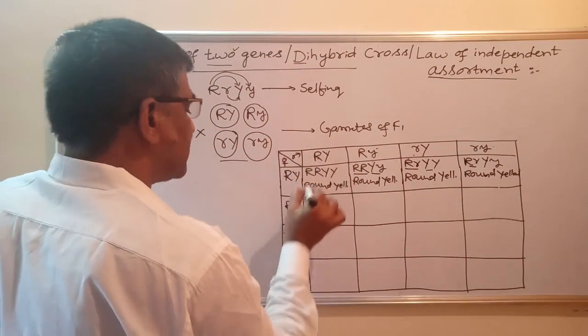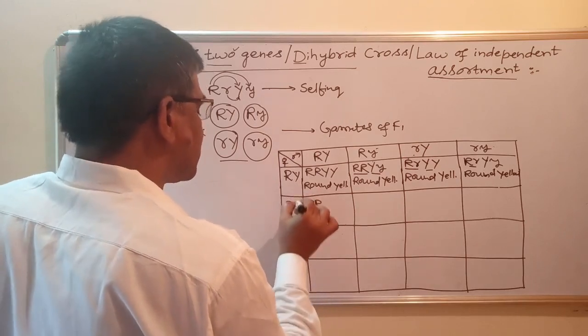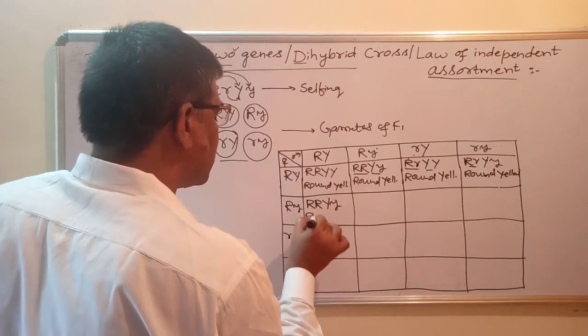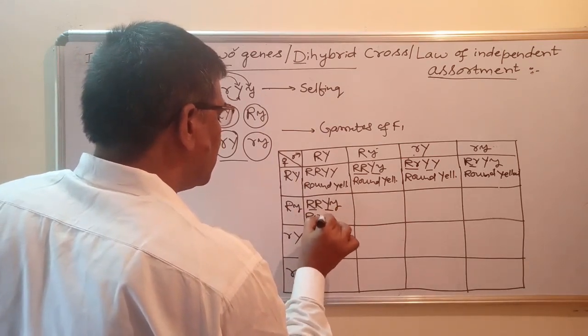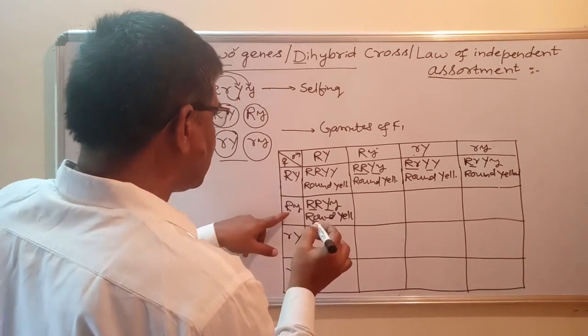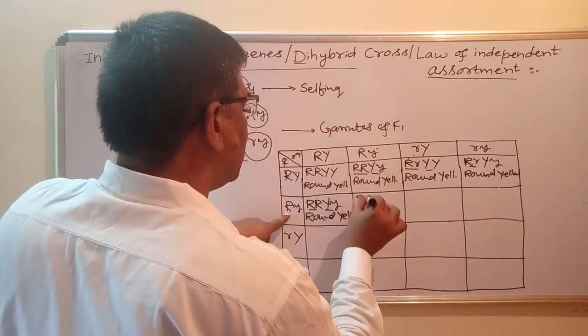This capital R, capital R. This small y, capital Y, small y. So therefore this is also round yellow. Round yellow.